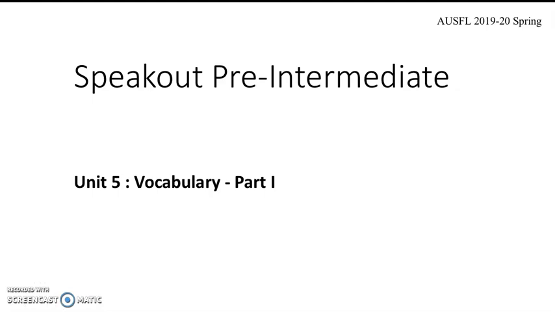Hello everyone. In this lesson, I'm going to go over some vocabulary which are in your course book in Unit 5. This lesson is going to be in two parts. Let's begin with part 1. In the first part of this lesson, we will go over some key vocabulary related to change, and then we will do some practice.